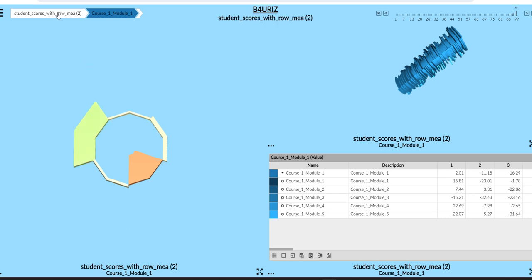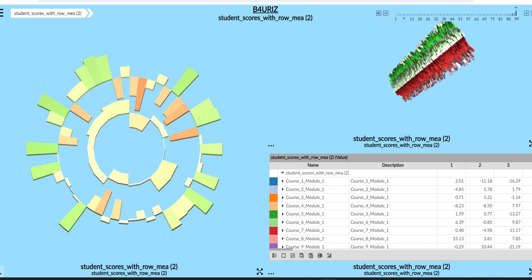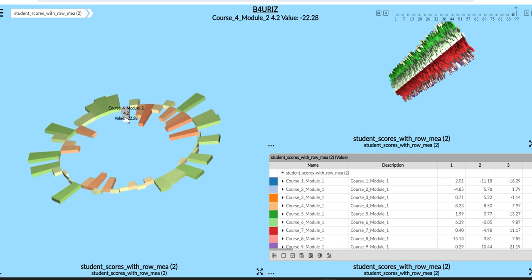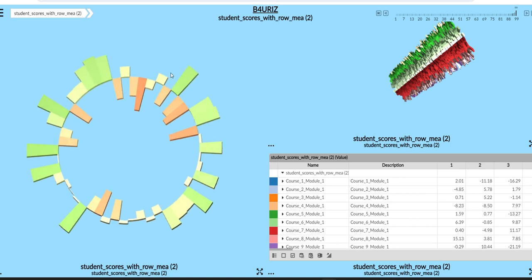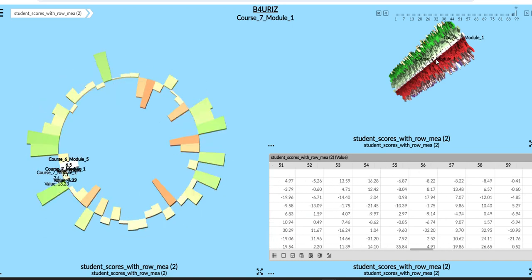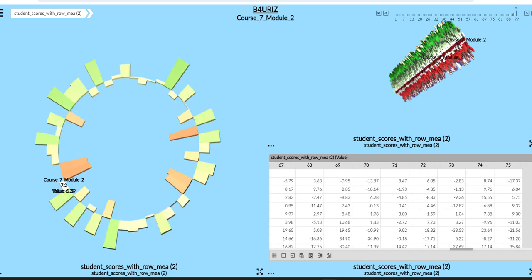So coming back to this, we can naturally reduce the dimensionality. Oops, that's 4. And let's just make this 3 here. And there the center core has gone away. And what we're looking at now are the 10 courses by module per student. And naturally you can go through that and see it clearly and how it performs.